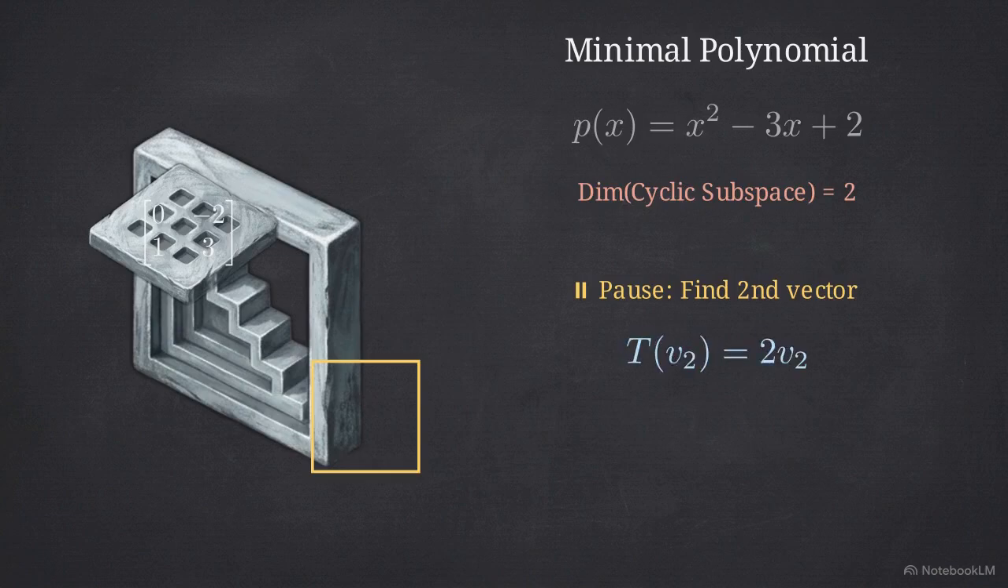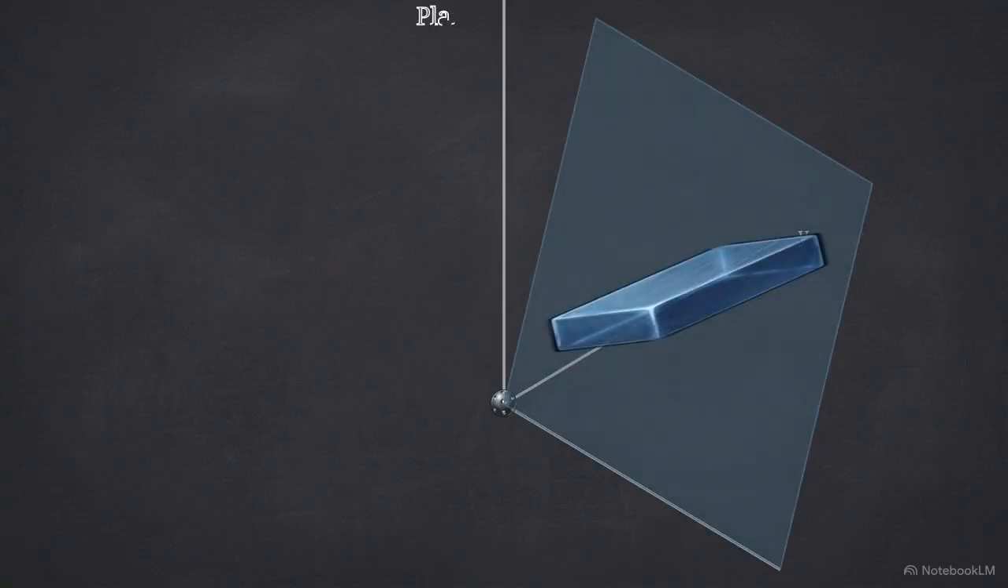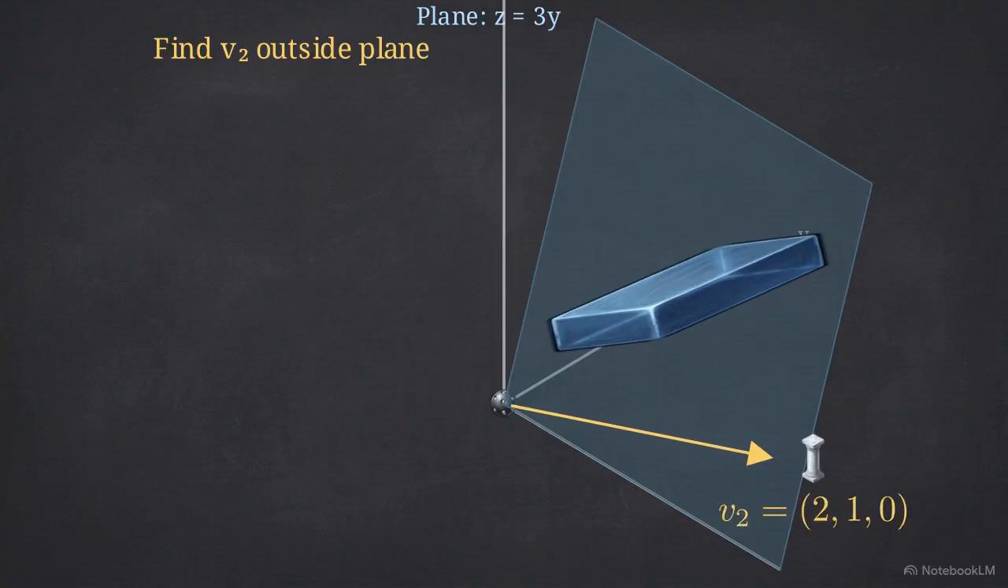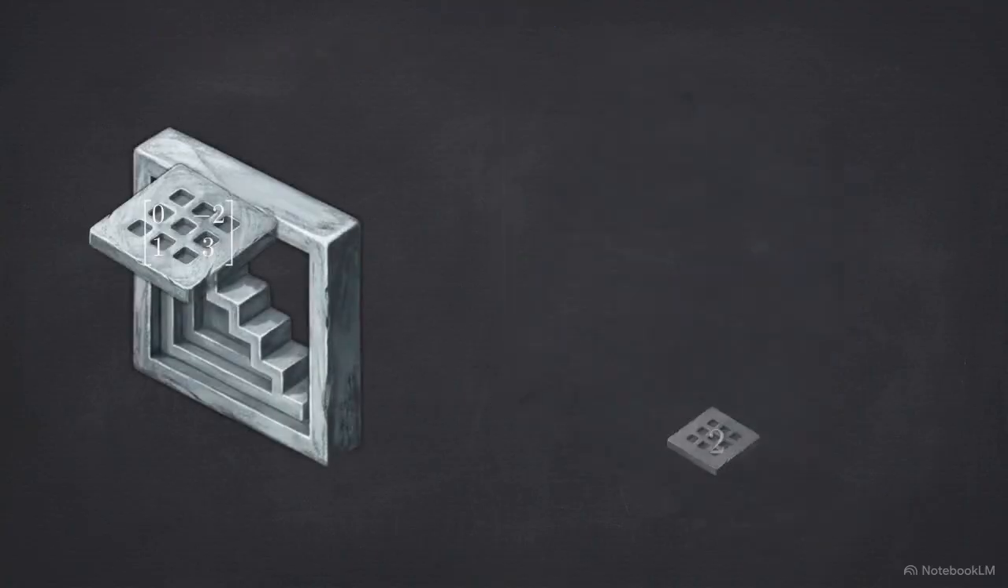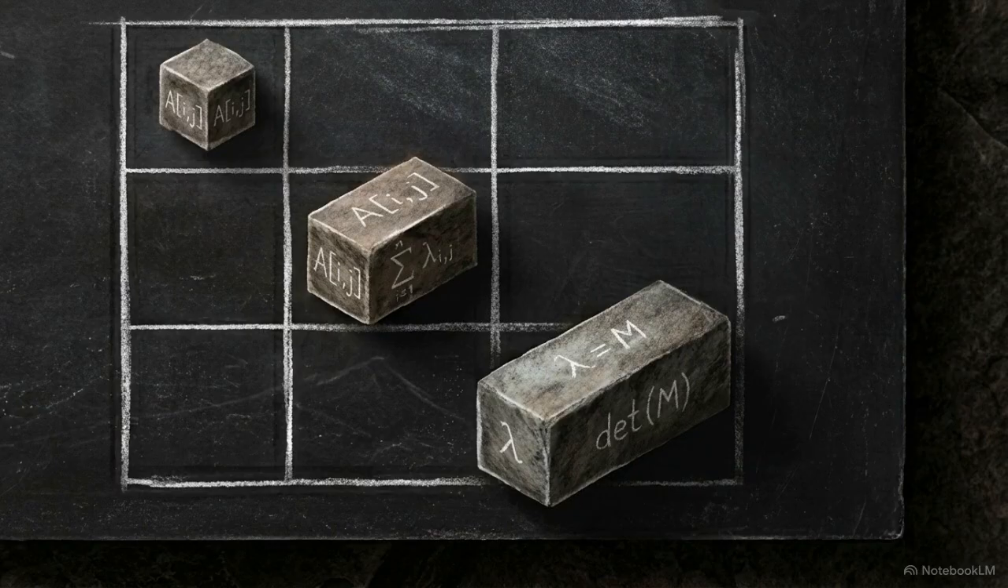Pause the video and try to find a second vector, disjoint from our first space, that satisfies the remaining eigenvector condition, t of v2 equals 2 times v2. In our specific example, the first subspace occupied a plane where the third coordinate was always 3 times the second. To find our next vector, we look for a characteristic vector that breaks that rule. The coordinates 2, 1, 0 work. They describe a vector outside our first plane that still follows our target behavior, allowing the final 1x1 block to lock into place. The rational form organized a complex three-dimensional transformation into distinct behavioral blocks without relying on complex roots.